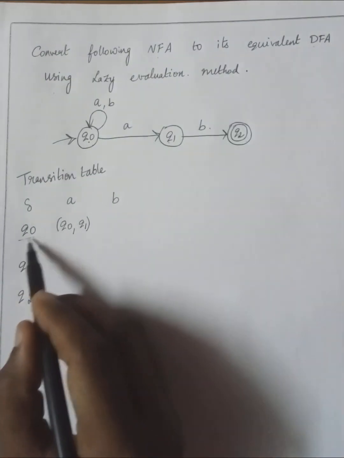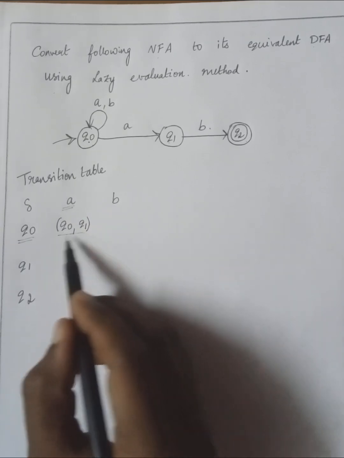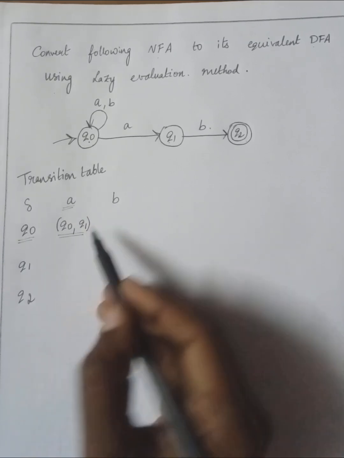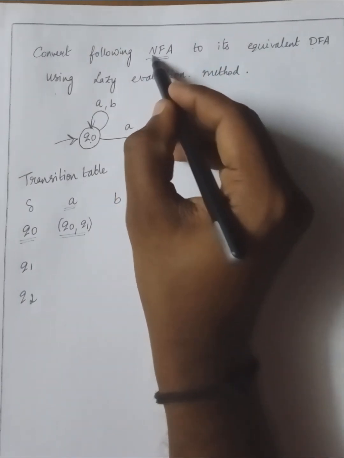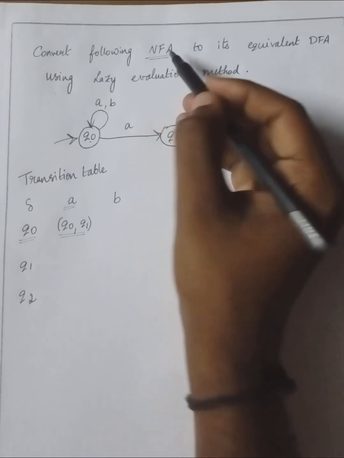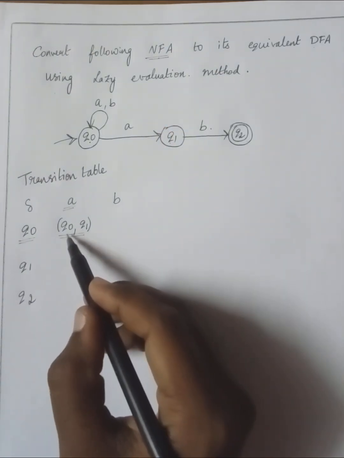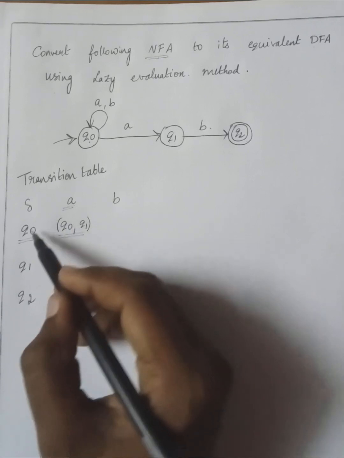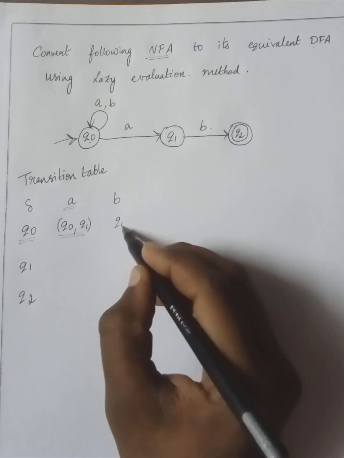So on the given state, on the given input, it can go to more than one state. That is possible in the NFA. That's why we call it a non-deterministic finite automata. We can't determine the exact state, it can go to more than one state. Same way, Q0 on B goes to Q0 itself.